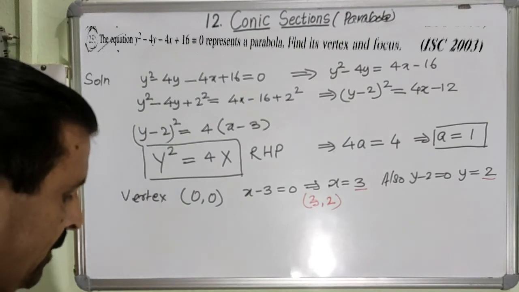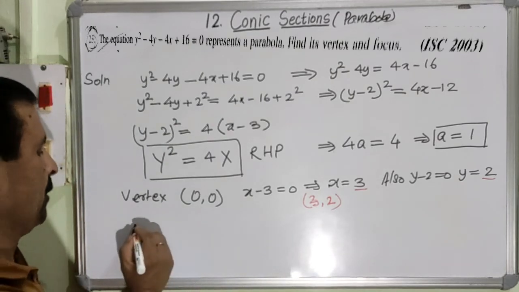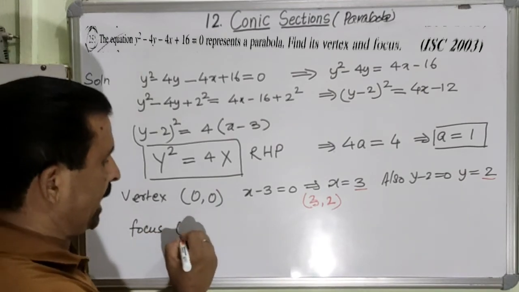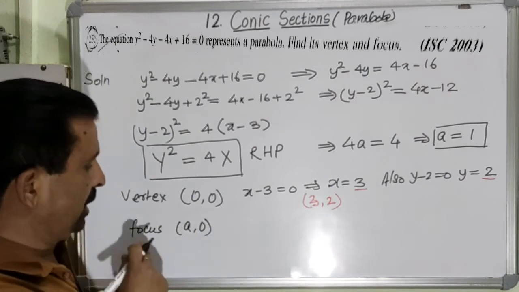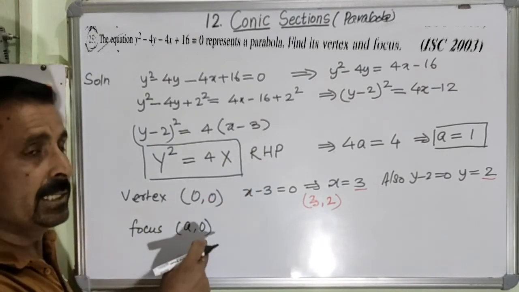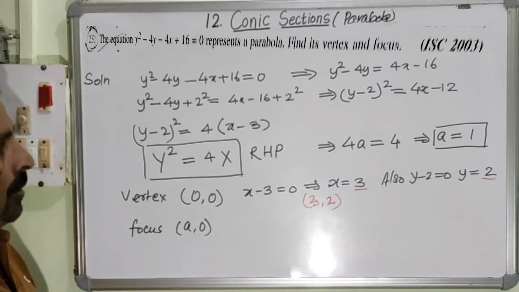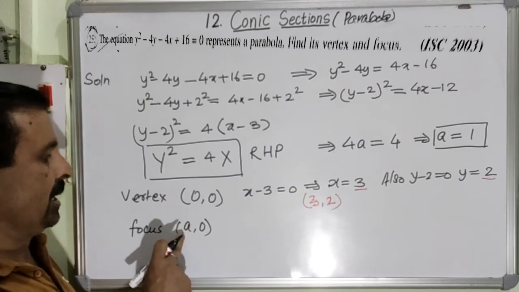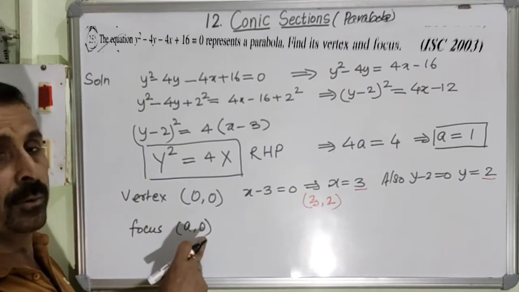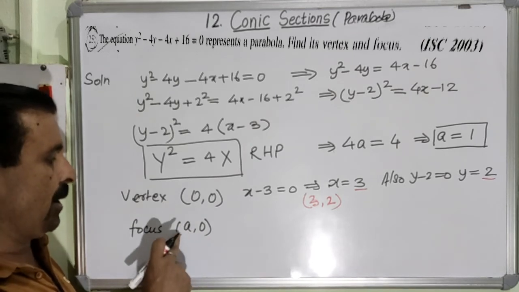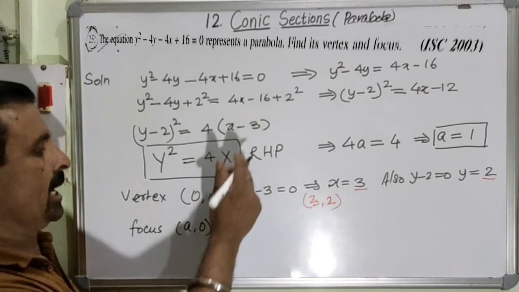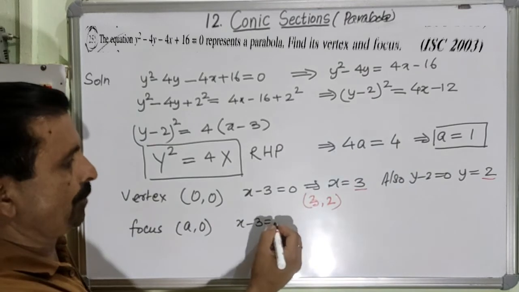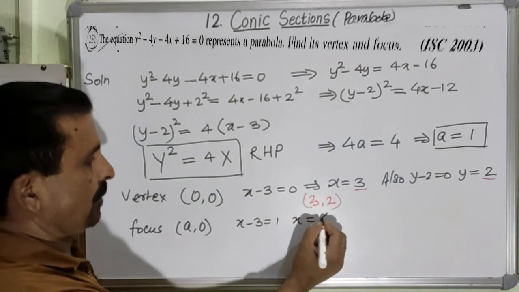Now we have to find the coordinate of the focus. For the right hand parabola, the focus used to be (a, 0). Look at the table, and the table will tell you that the coordinate of the focus for the right hand parabola is (a, 0). Right? Now a we calculated as equal to 1. So this a will be compared with the x coordinate. This will be the x coordinate of your focus, and this will give you the y coordinate of your focus. So we will calculate the x value for the focus by comparing with x minus 3. So x minus 3, and a we have calculated as 1. Therefore your x will be equal to 4.